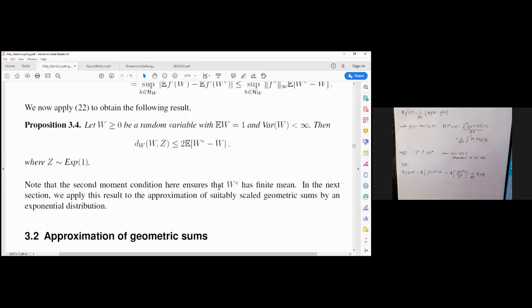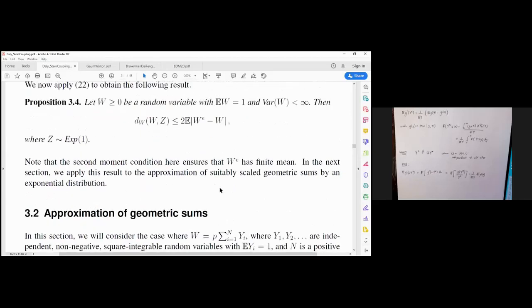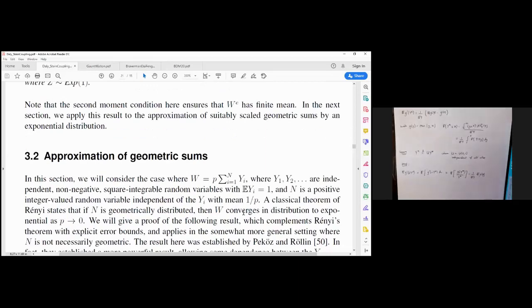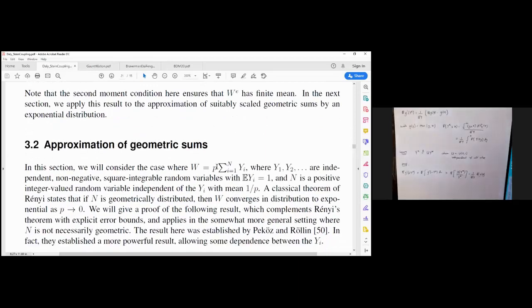Okay, so the one application of this that I really want to think about is a setting that I quite like. It's a setting where I want to approximate essentially a sum of a geometrically distributed number of IID random variables by an exponential random variable. So what I've got, I'm going to ignore the p at the front there for a minute, is a sequence of IID non-negative random variables, square integrable, just to make everything work right. I want second moments of those.